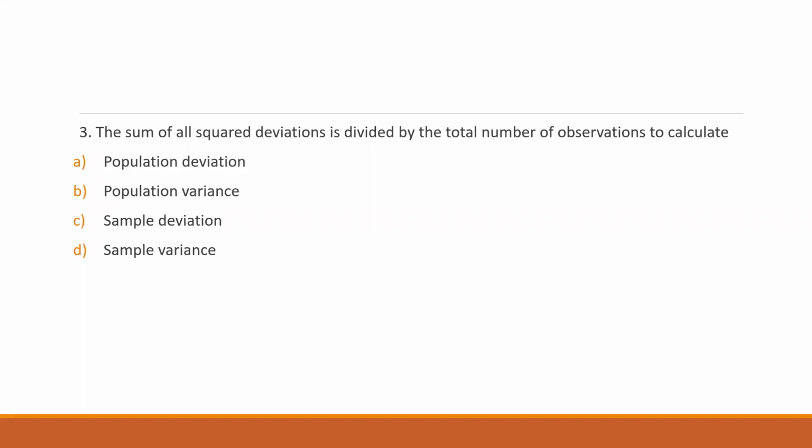The sum of all squared deviations is divided by the total number of observations to calculate what? Population deviation, population variance, sample deviation, or sample variance? Population variance. Yes, the right answer is population variance. The sum of all squared deviations divided by the total number of observations gives the population variance, and if we take the square root of it, we get the population standard deviation.